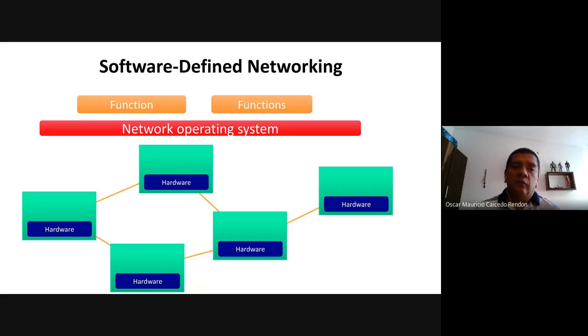To give a formal definition, SDN is an emerging architecture that is dynamic, manageable, cost-effective, and adaptable, and this is ideal for the high-bandwidth, dynamic nature of today's applications. This architecture decouples the network control and forwarding functions, as we can see in this slide.